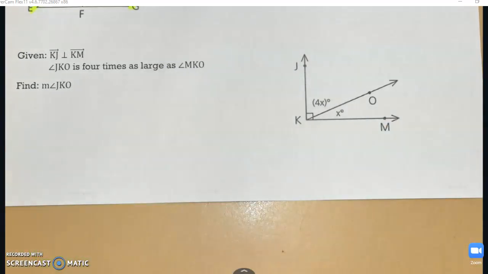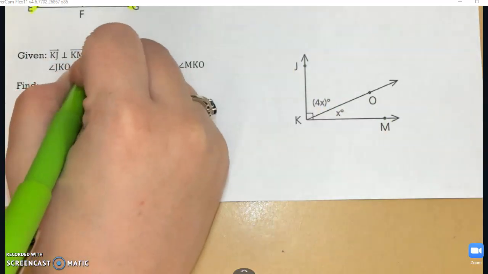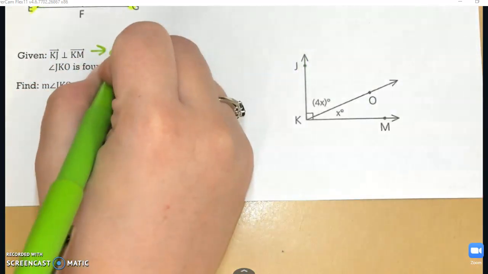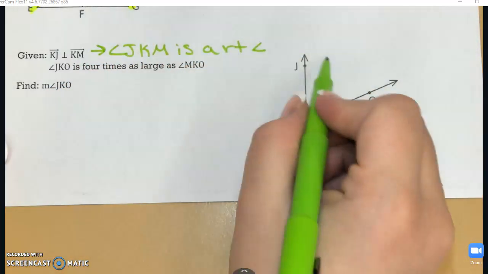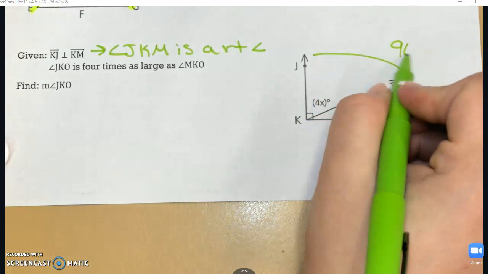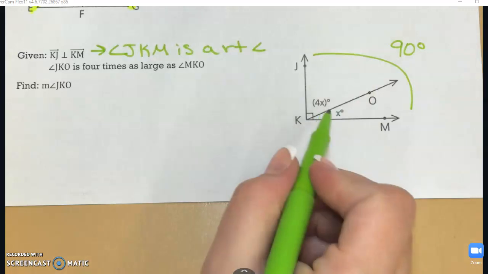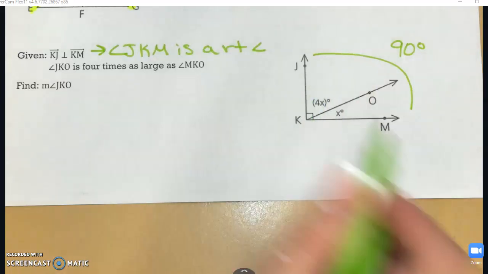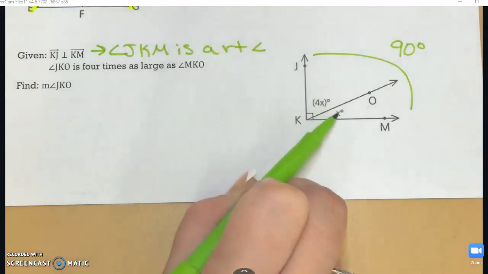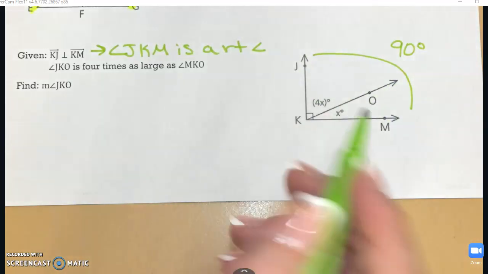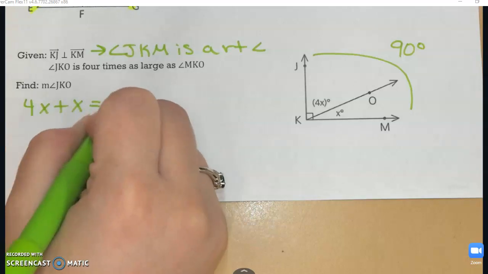If I'm told that ray KJ is perpendicular to ray KM, what that tells me is that angle JKM is a right angle. So that means that angle JKM is 90 degrees. Now JKO is 4 times as large as MKO, and that is labeled in my diagram as X and 4X. I want to find the measure of angle JKO. Well, I know these two are adjacent and they're together forming that 90-degree angle, so I know that 4X plus X is going to add to 90 degrees.